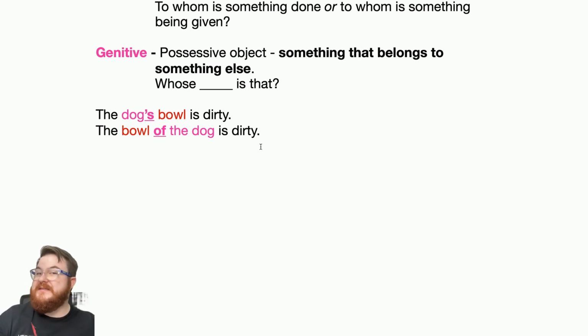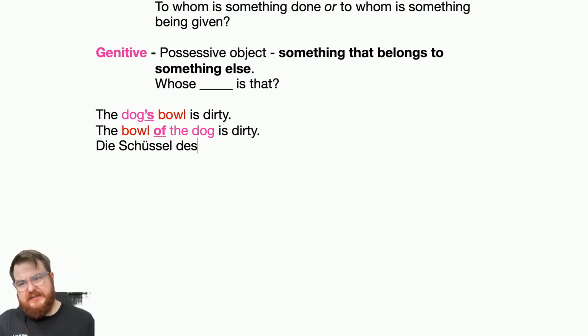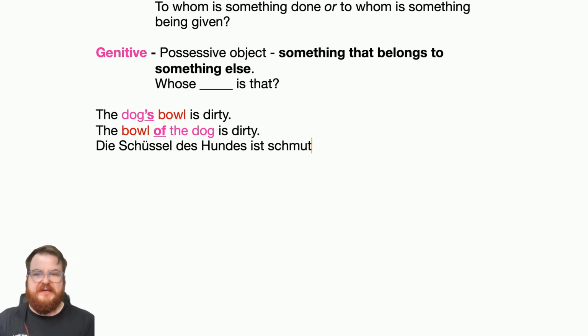It's the German sentence's word order. I just slipped in that little bit of genitive for you. I hope you appreciate it. Die Schüssel mit Doppel-S, die Schüssel des Hundes ist schmutzig. Ups. Ja, die Schüssel des Hundes ist schmutzig.